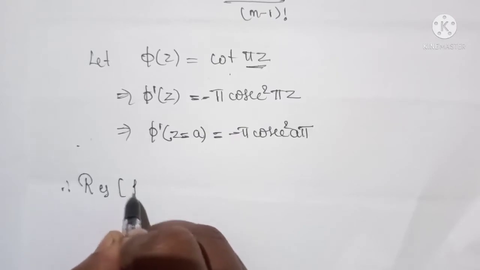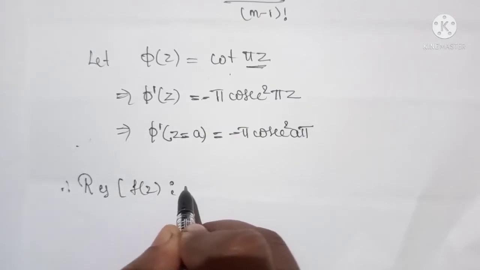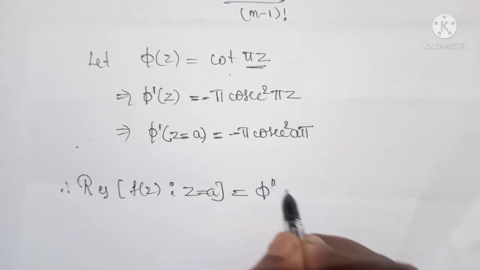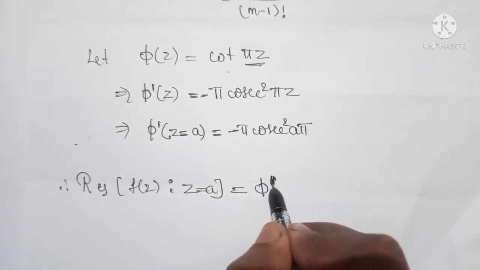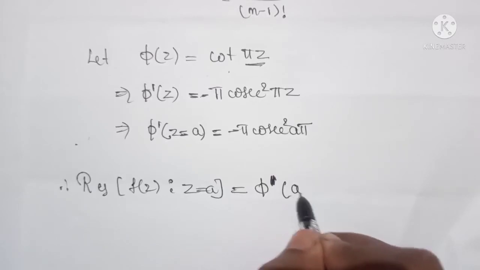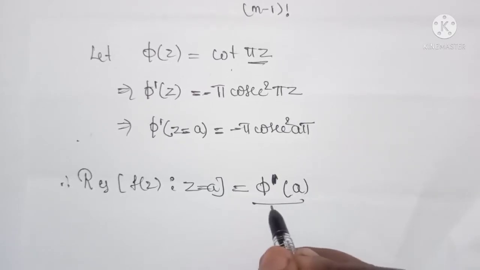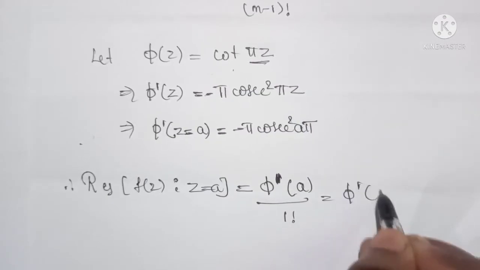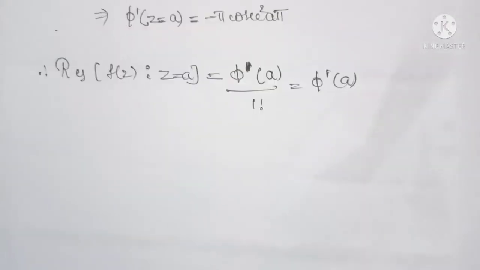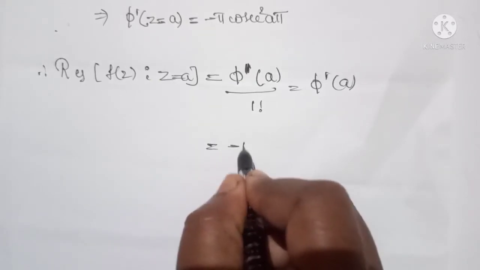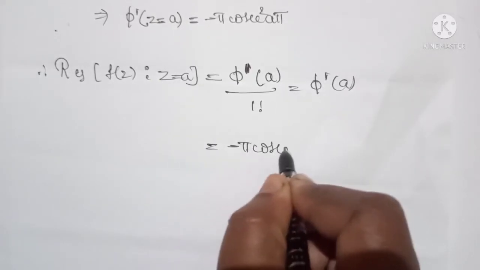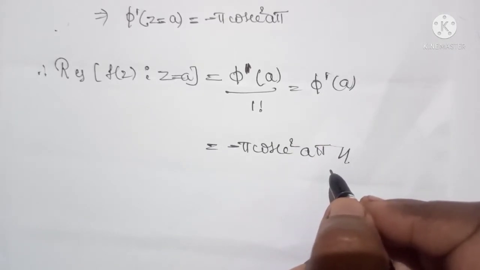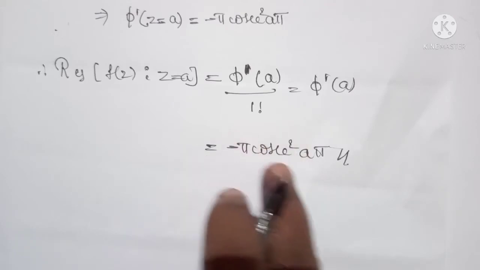Therefore the residue of f of z at z equals a is phi dash of a divided by m minus 1 factorial, which is 1 factorial, so simply phi dash of a, which equals minus pi cosec square a pi. So this is the answer. That is the residue at z equals a.